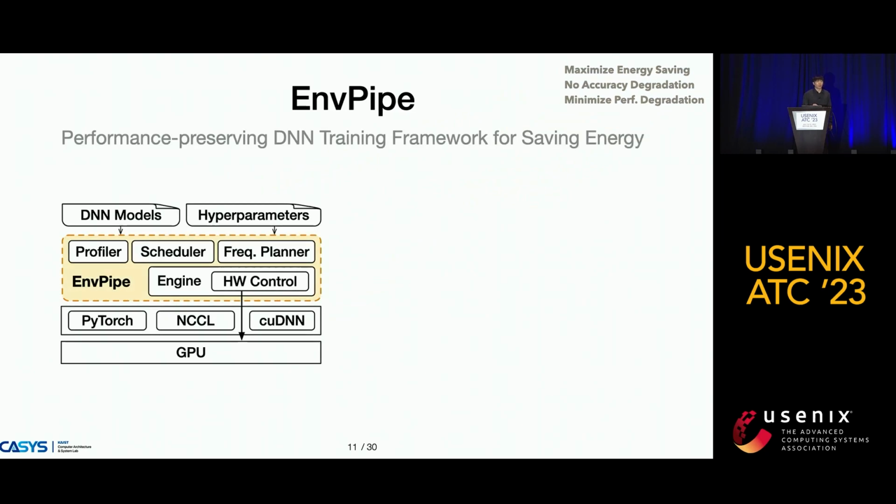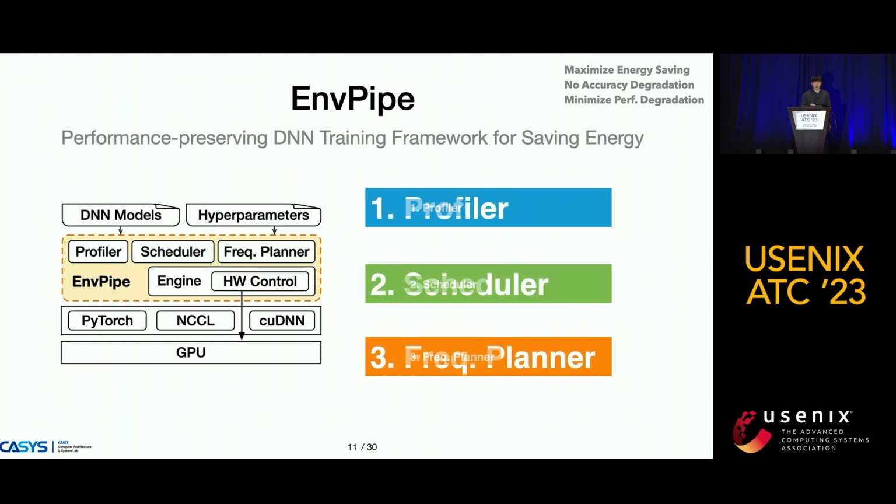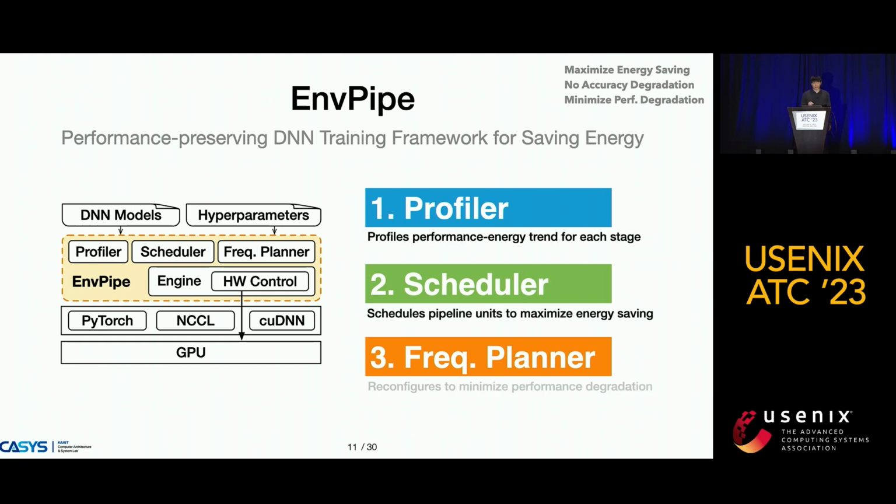With these goals, I present EnvPipe, a performance-preserving DNN training framework for saving energy. EnvPipe is implemented as a library based on PyTorch. There are three main components: the profiler, the scheduler, and the frequency planner. From the user-provided DNN model and hyperparameters, these three components execute in order and generate a performance-preserving, energy-saving plan.